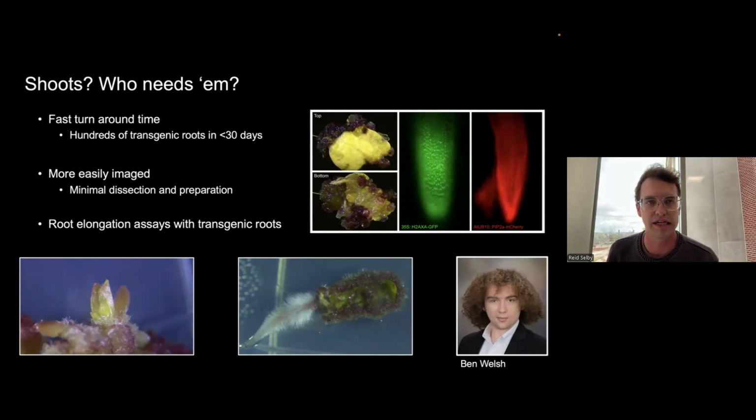And a lot of this work has been led by an undergraduate that I work with, Ben Welsh here. And we found that we can turn around hundreds of roots in less than a month. These roots additionally are more easily imaged. They're a lot easier to dissect. And we can use root elongation assays like you saw earlier to do some functional assays with them as well.